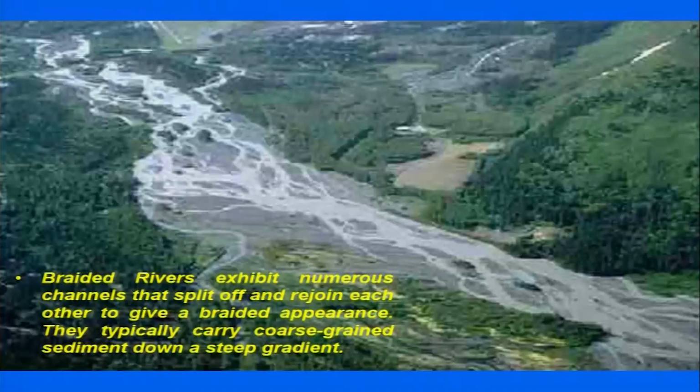So welcome back. In the previous class we were talking about different types of channel forms, and we discussed straight, meander and braided. So usually what we see, the braided channels or the braided rivers are a bit dangerous in the sense that they carry the typical coarse grain, and they are generated where you have a steeper slope, or the channel or stream enters from the steeper slope to the gentler one.